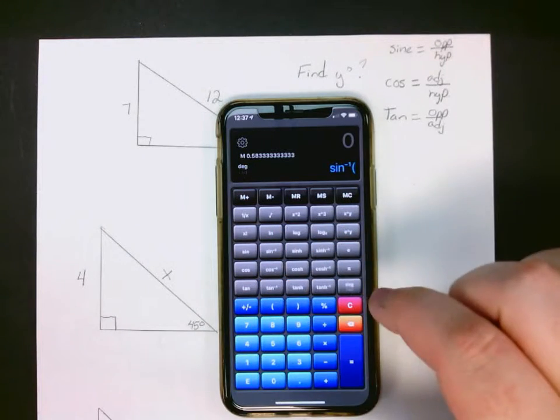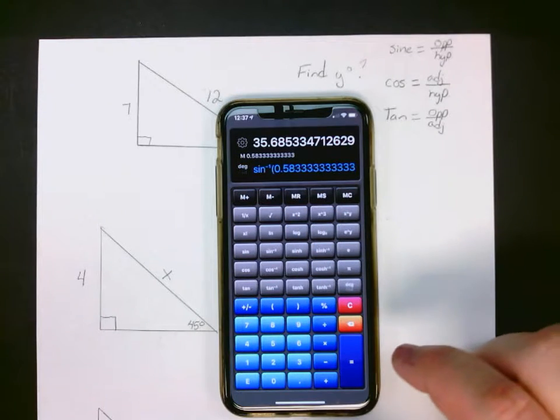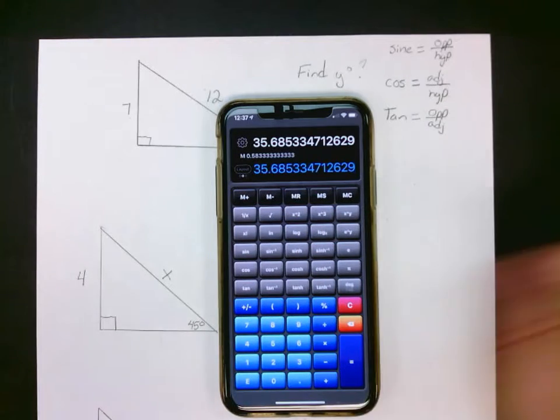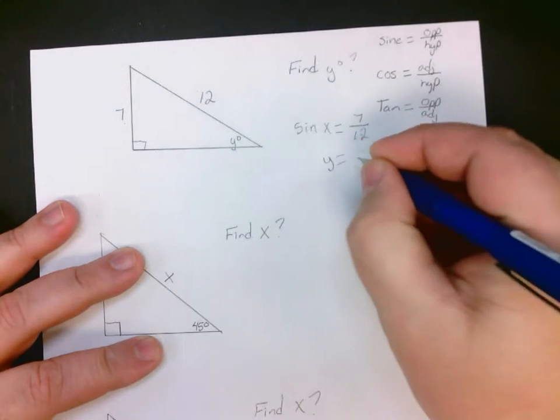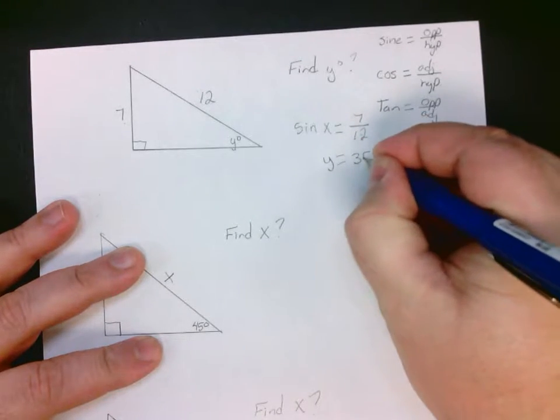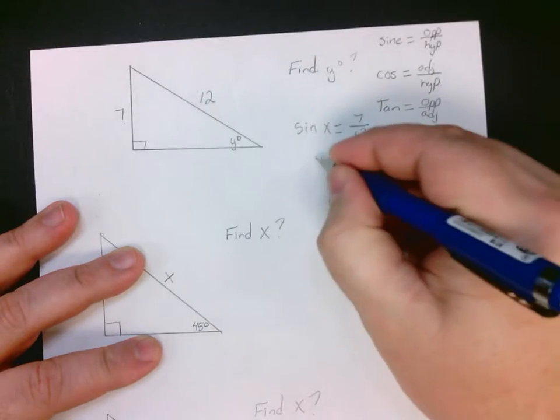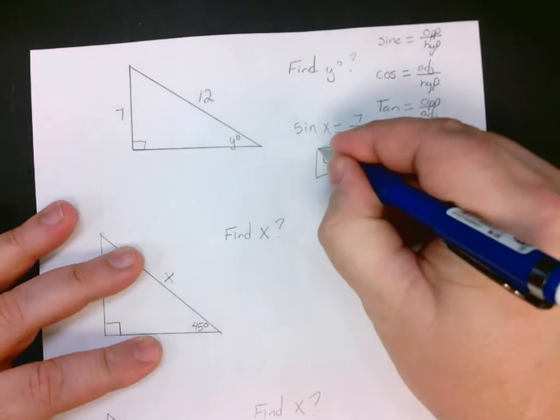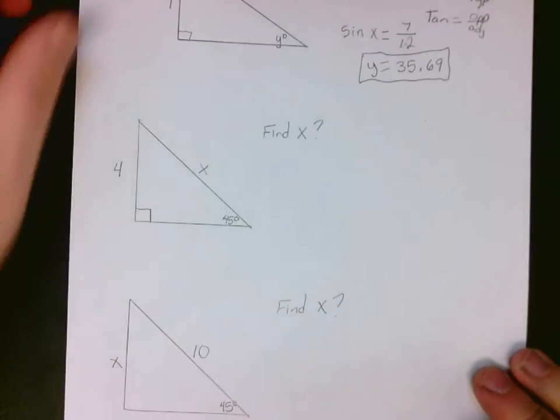Okay, so anyway, you're going to hit this right here, and then I'm going to plug in what I had up above. So I'm going to go memory recall, and then I'm going to hit enter. So there's what I get. For this, y would equal 35.69. That would be our answer for that one. So that's how you find an angle. Now we're going to take a look at this one here.